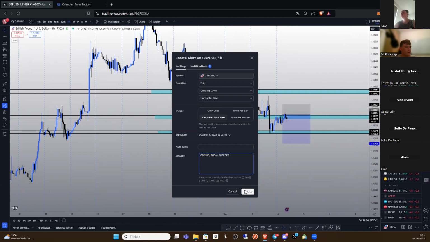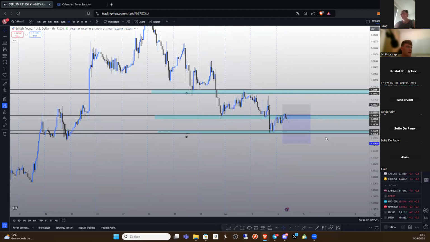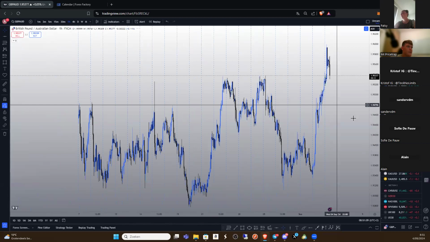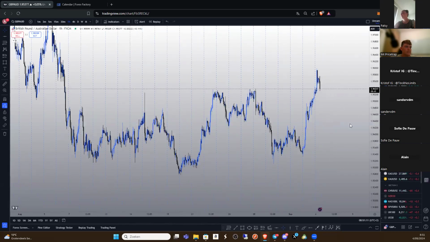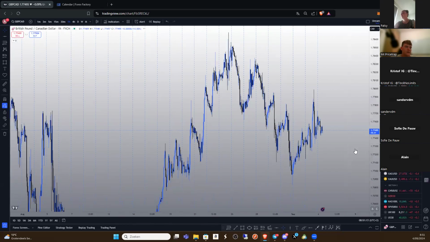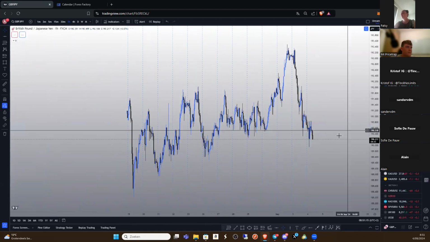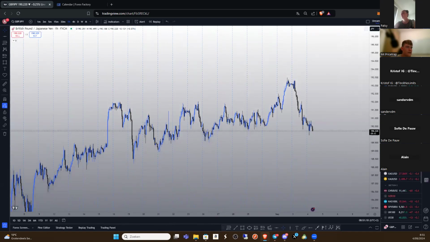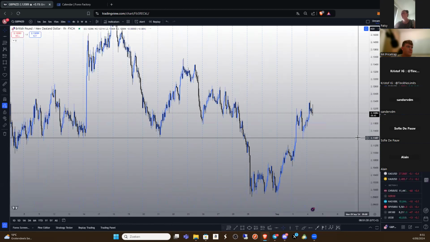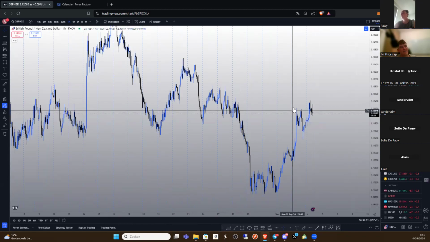Break support. There we go. Let's see where we can get. GA, nope, don't like it. GCAP, same thing. Gonna stay away from that one. GJ also. GN, yeah, same thing with GN from Euro NZD.